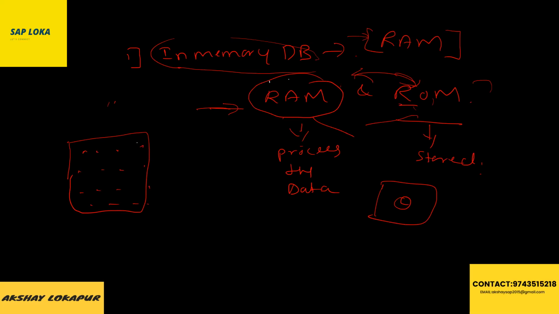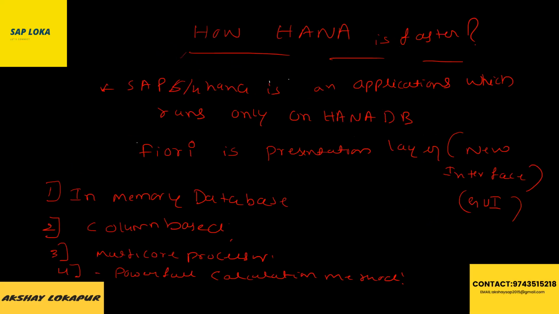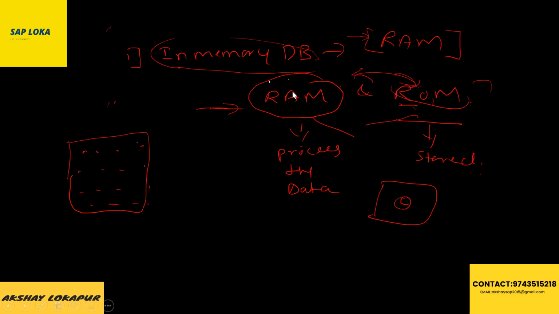So what you need to understand is that the SAP HANA database is an in-memory database, where both processing and storage happen in RAM only. We don't have ROM. That much you need to understand here. Is the in-memory database clear? Why is HANA faster? The first reason is the in-memory database. This is again a certification question.